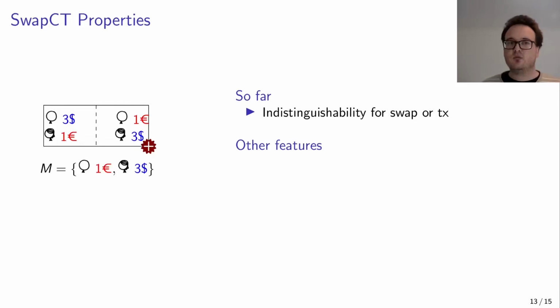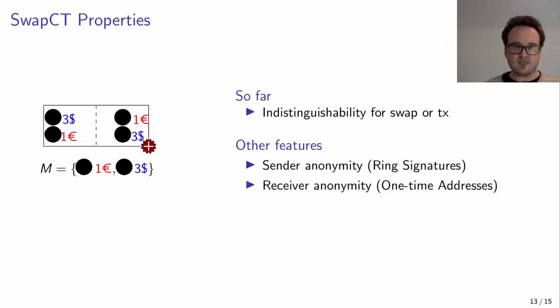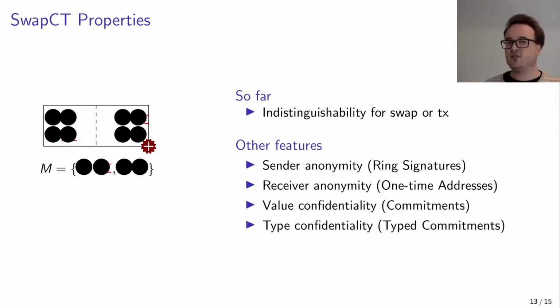There are more features we need to achieve the full SwapCT system, and we described them in our paper, which is sender anonymity, achieved through a ring, so the signature is an actual linkable ring signature. Then we need receiver anonymity, which is achieved through one-time addresses, and value and type confidentiality, which is done through commitments and a zero-knowledge proof that the commitments are balanced.